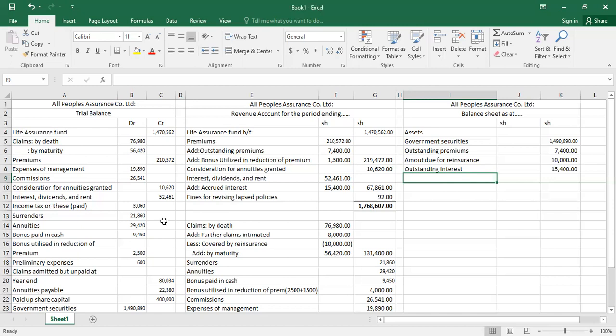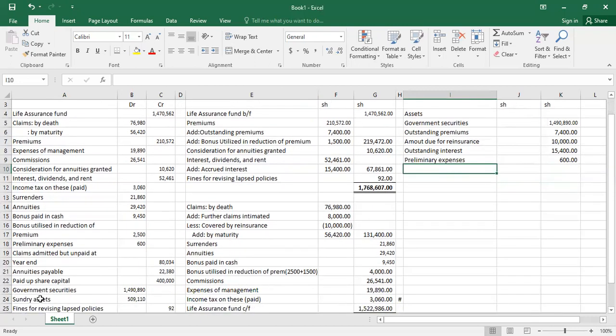Then I was taking the preliminary expenses. Payments are supposed to be assets. Then I have some other assets here down here. I have the sundry assets here amounting to 549,110.